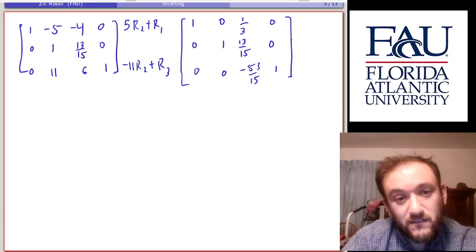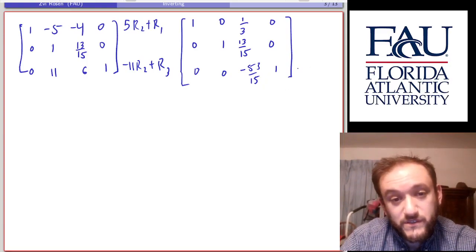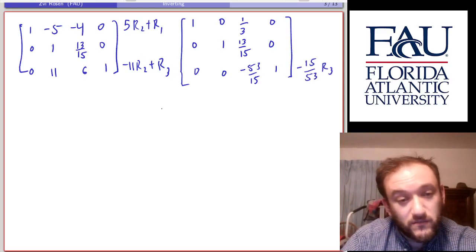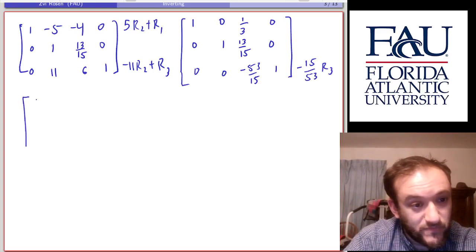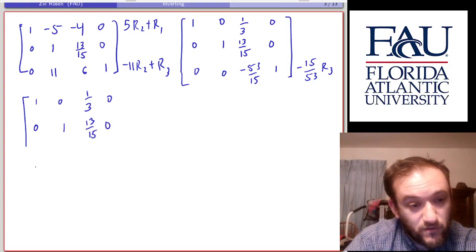Okay, and then to turn this into reduced row echelon form, we need to get the leading 1 in the third row. So we take minus 15 over 53 times row 3. The top two rows stay the same: 1, 0, 1/3, 0, 0, 1, 13/15, 0, and 0, 0, 1, minus 15 over 53. Move these zeros over.